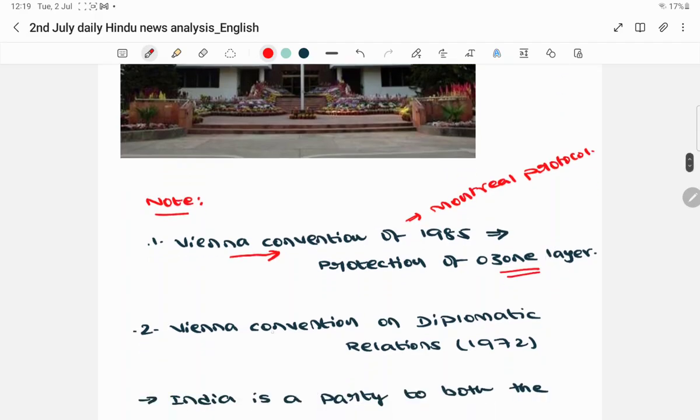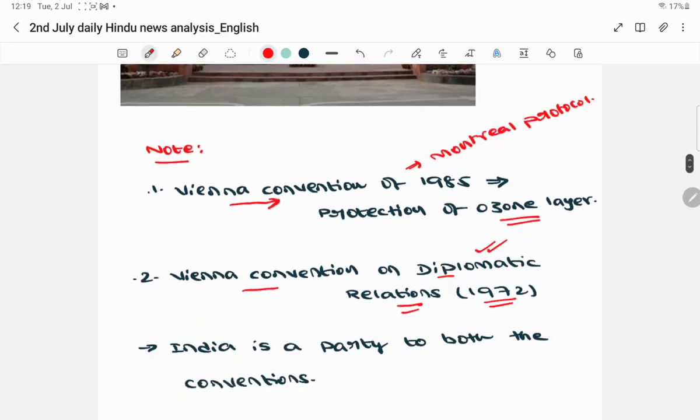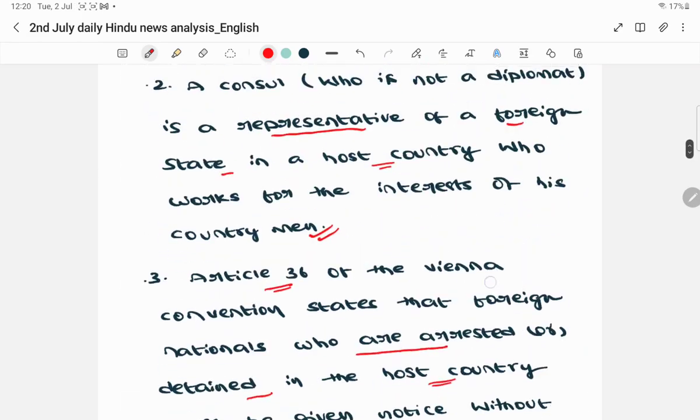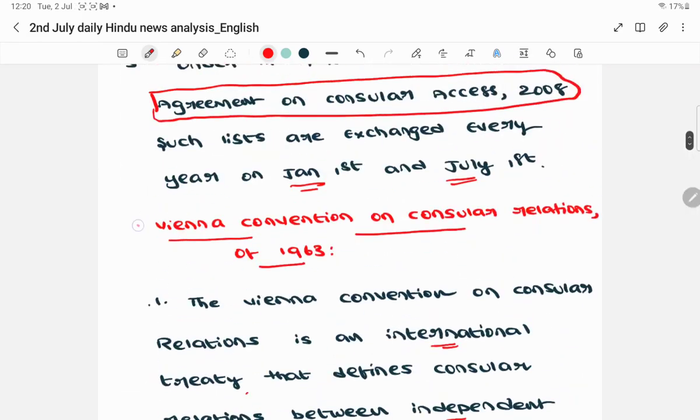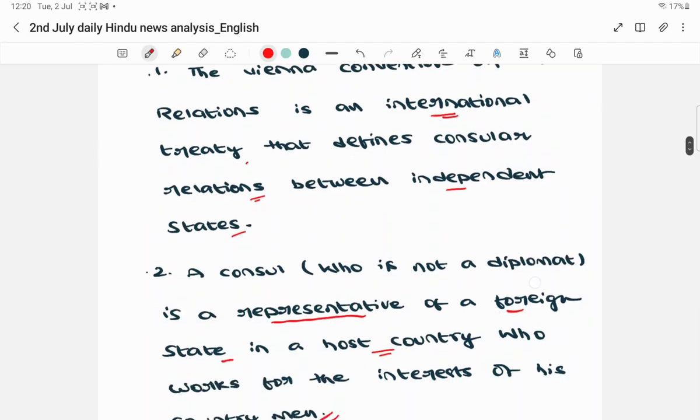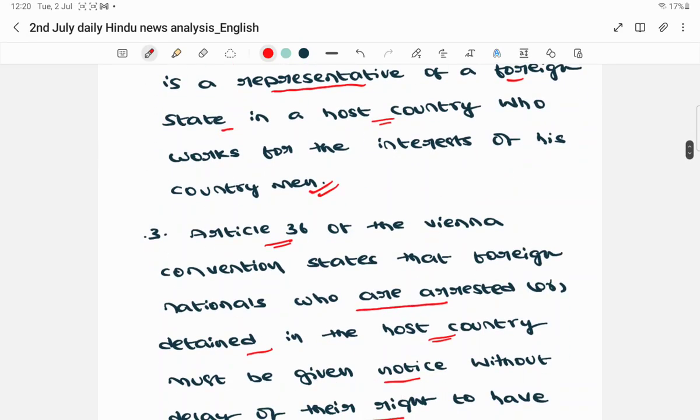Similarly, we have another one called the Vienna Convention on Diplomatic Relations, signed in the year 1972. This is concerned with the diplomatic relations between countries. And one more important point, India is a party to both conventions, the Vienna Convention of 1985 associated with the ozone layer, and the Vienna Convention on Diplomatic Relations. And friends, India is also a party to the Vienna Convention on Consular Relations. All these three conventions. So UPSC will not ask you a question like, Vienna Convention is often seen in the news, it is associated with.